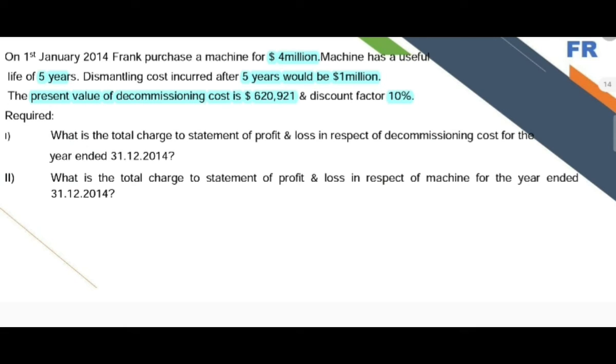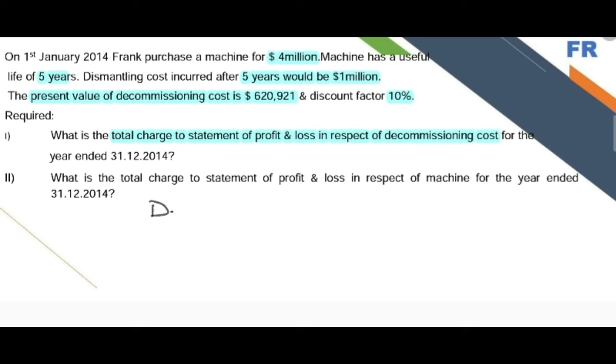Now, remember that the most important thing is to identify the words of the question. What are the requirements of the question? The wording of the question can make it difficult and can confuse you. So read it clearly, understand it carefully. Now the question is, what is the total charge to statement of profit and loss in respect of decommissioning cost? So they have asked us to find out the amount which should be recorded in the profit and loss account in respect of decommissioning cost. So remember, two costs should be recorded in the statement of profit and loss.